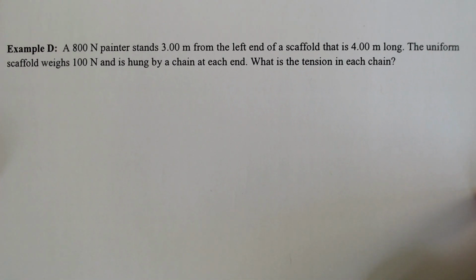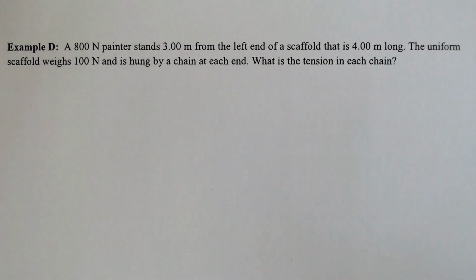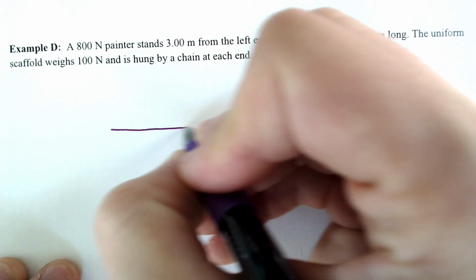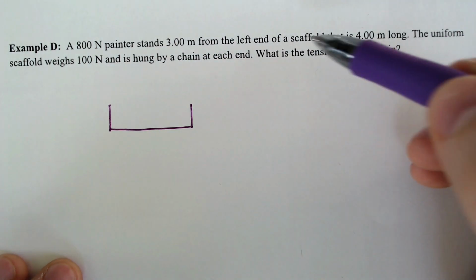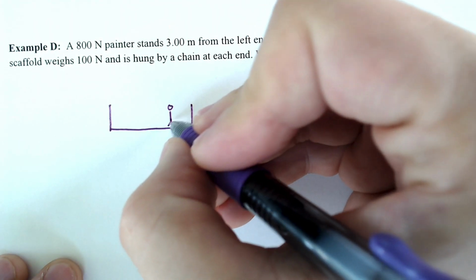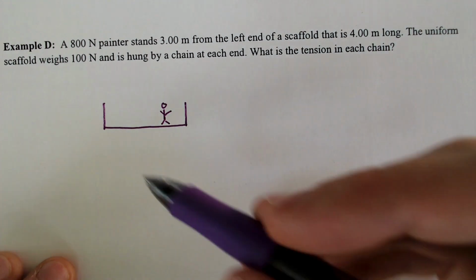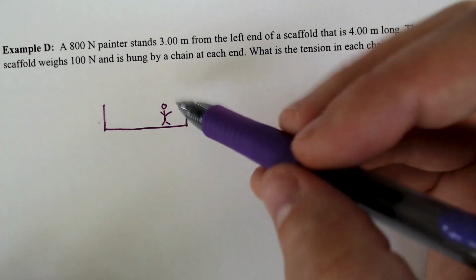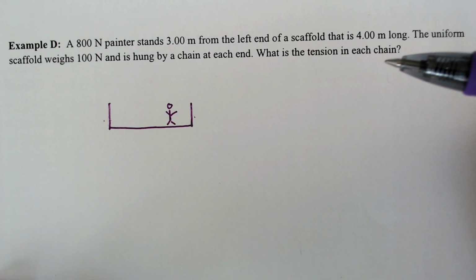This next one is going to be talking about a painter, and I like this one because most things in the real world would prefer not to be rotating. This painter is standing on a scaffold, all right? So this scaffold right here is being hung up, and the painter is standing 3 meters from the left. So he is over here, and he would really, really like to not fall off. And he would not be falling off if the tension on each of these is equal and it's in rotational equilibrium. Okay, so these tensions are fixed to where there is no rotation happening.